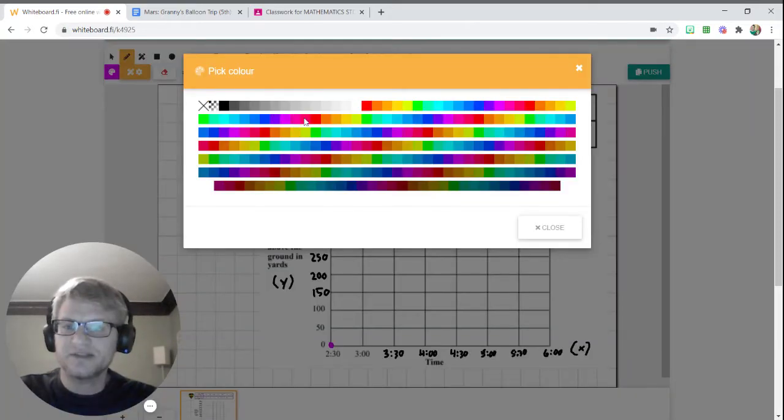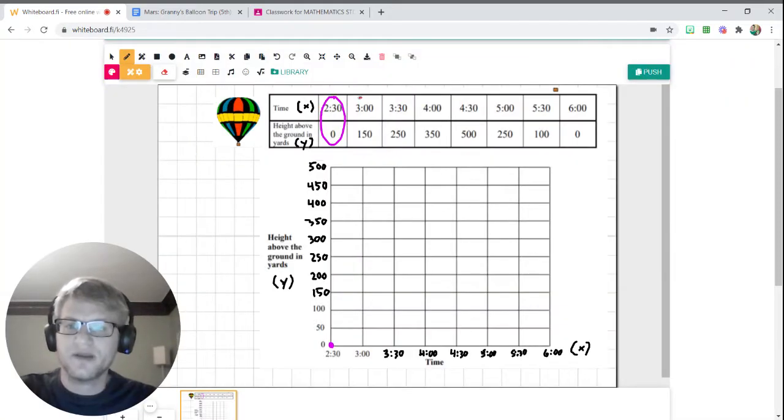I'm going to change colors just so we can see that it's different. The next one, 3 o'clock and 150. So we go to 3 o'clock and we say they are 150 yards above the ground. That's a long way. So they went up a long way in that half hour. They started on the ground and went up that far. So what I'm going to do now is connect that. I'm going to draw a line from here to there.